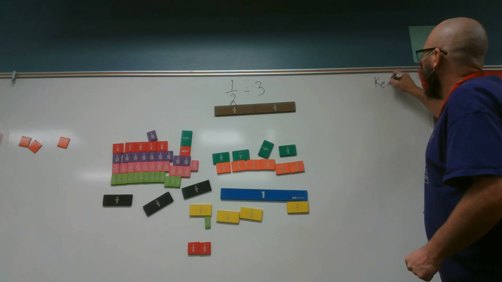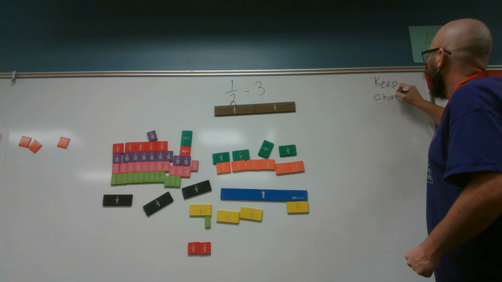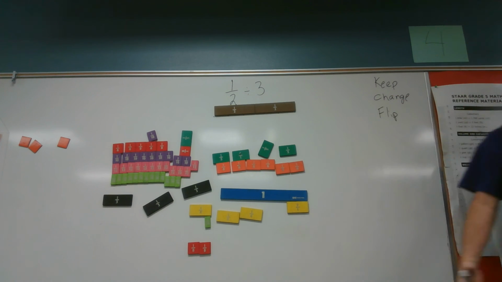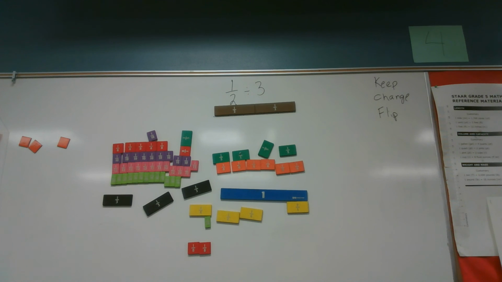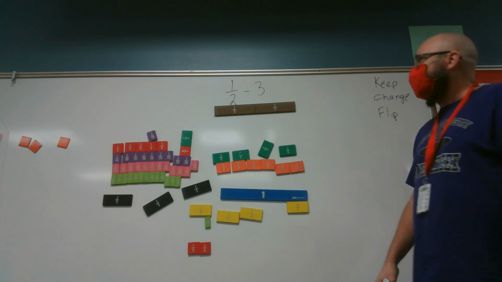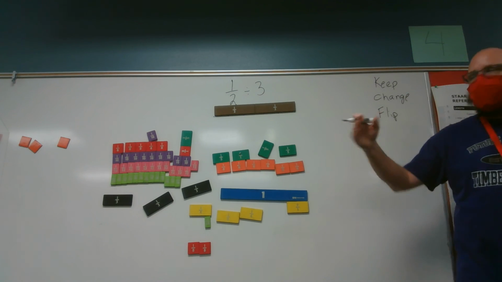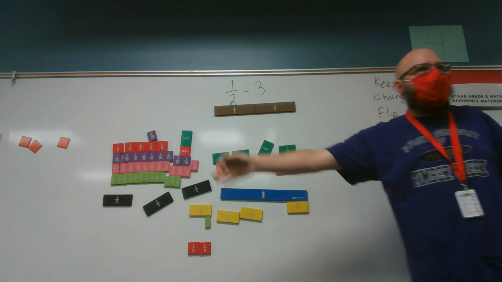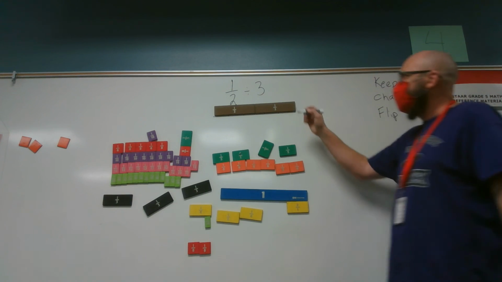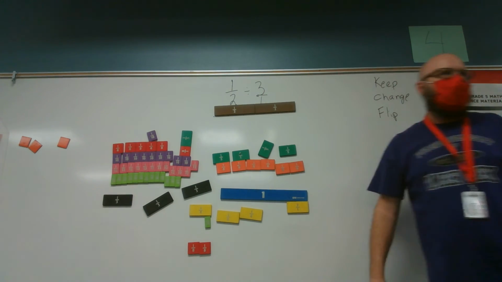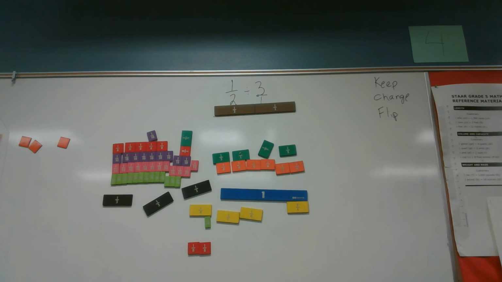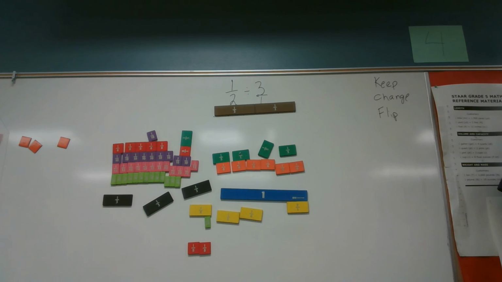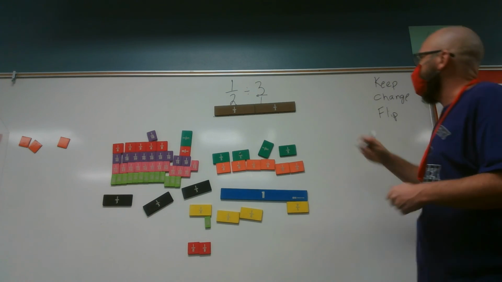Remember this, keep, change, and flip. I'm like, all right, keep, change, flip. I can remember that. But in order for keep, change, flip to work, we have to have 3 as a fraction. So how would I make 3 a fraction? 3 over 1. Anything over 1, any whole number over 1 makes it a fraction. Now keep, change, flip works like this. Keep the first fraction the same.